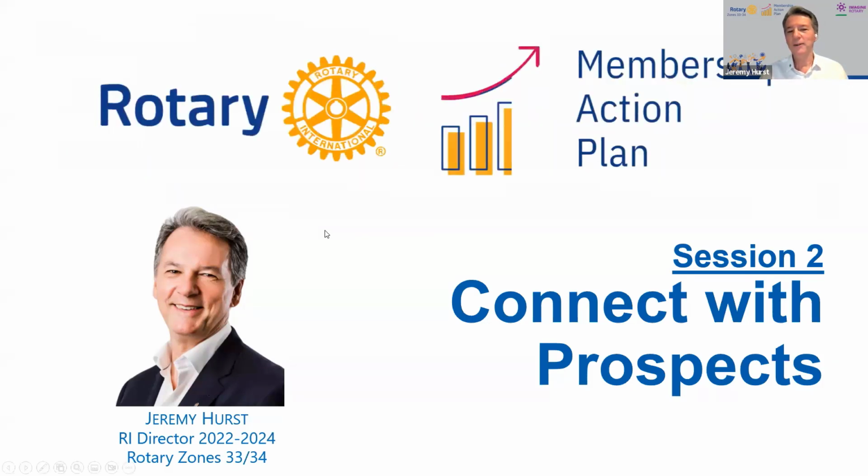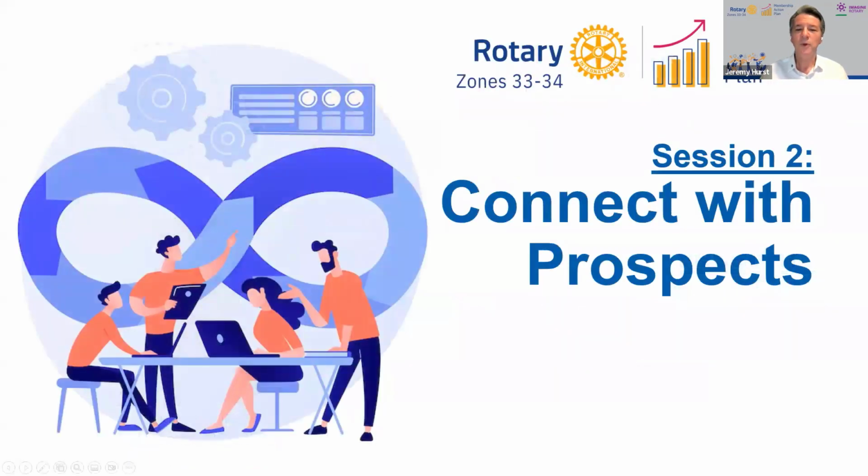So building on session 1, session 2 will go through how to connect with these prospects, now that we've identified them, and then map their path into Rotary. And today we'll hear about a tried and tested best practice to help us do just that.